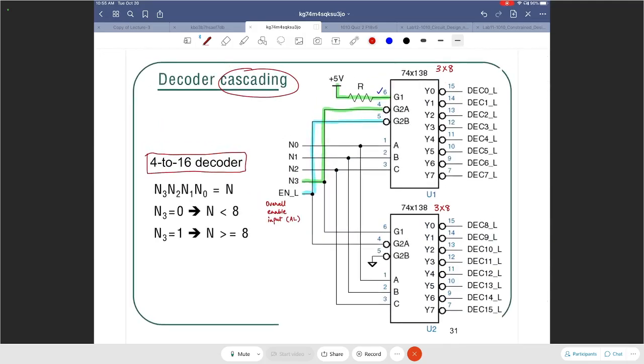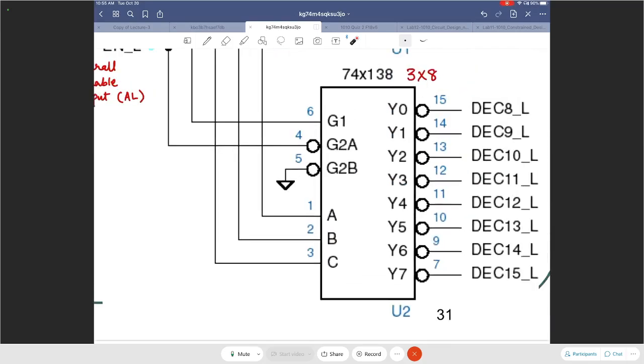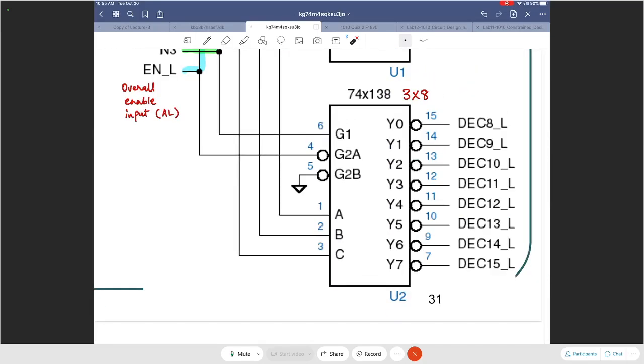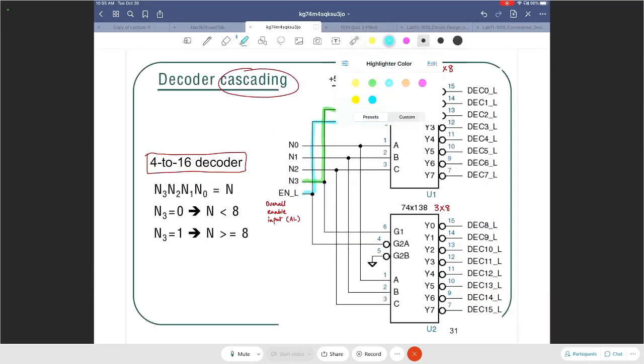Next, let's go on to the bottom one. G1 is coming from N3, the same input that went to G2A. G2B is connected to ground, so that's activated, right? That's enabled. G2B is good, that's active. G2A is connected to our master enable.